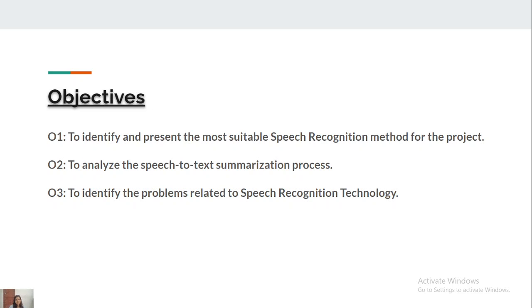Now, let's take a look at the objectives. The first objective of the seminar is to identify and present the most suitable speech recognition method for the project. The second objective is to analyze the speech-to-text summarization process. The third objective is to identify the problems related to speech recognition technology.